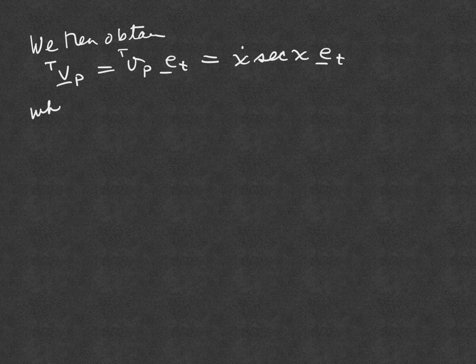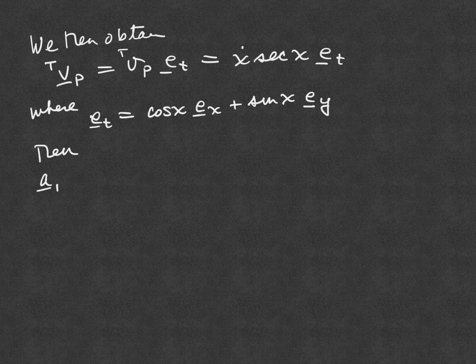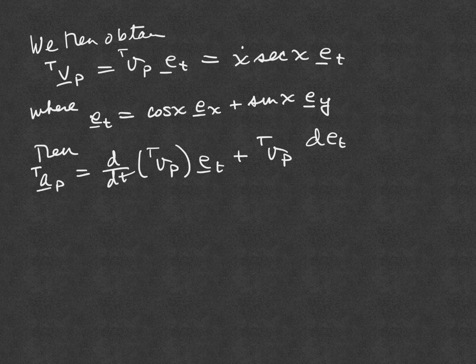Where the tangent vector, as we recall, is equal to cosine x ex plus sine x ey. Now, if we want the acceleration of p as viewed by an observer fixed to the track, it is equal to the rate of change of the speed times the tangent vector plus the speed relative to the track times the rate of change of the tangent vector. And again, we want to get all this in terms of intrinsic coordinates.